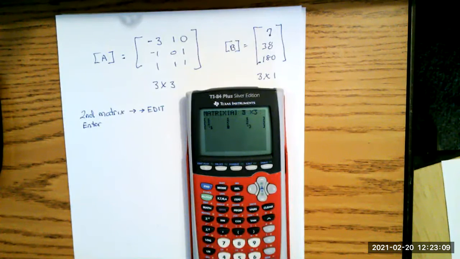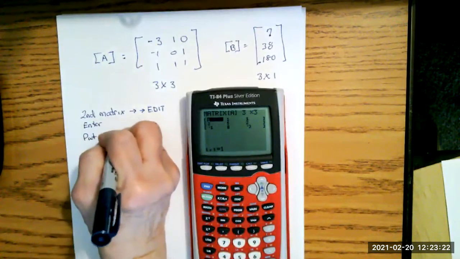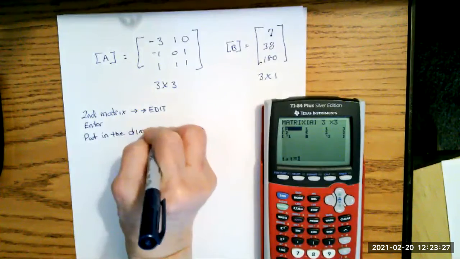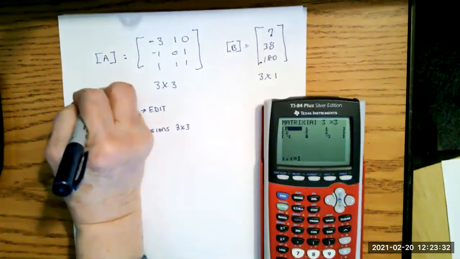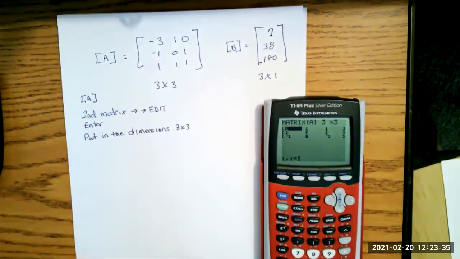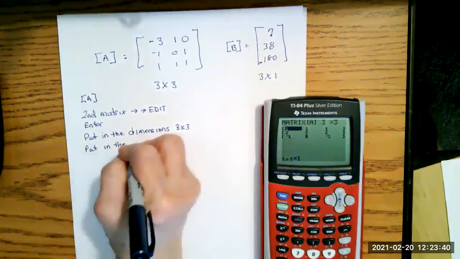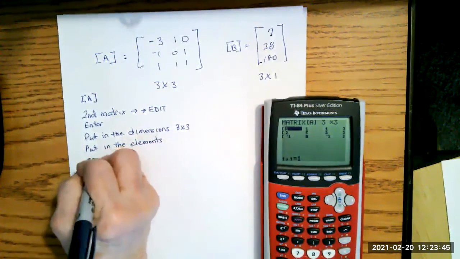I've got a 3 by 3 already in mine as the dimensions, but if you don't have that, you'll need to put those 3 by 3s in there and enter. So you'll put in the dimensions, which is a 3 by 3. This is for matrix A that we're doing. Okay, then we put in the elements. And notice they go across. After you put in the elements, each time you hit enter.